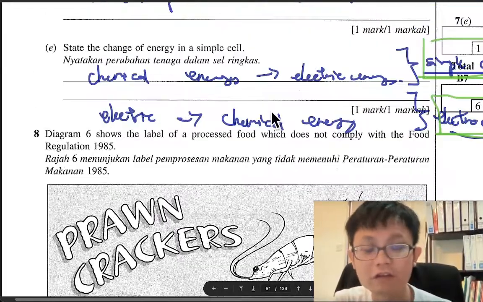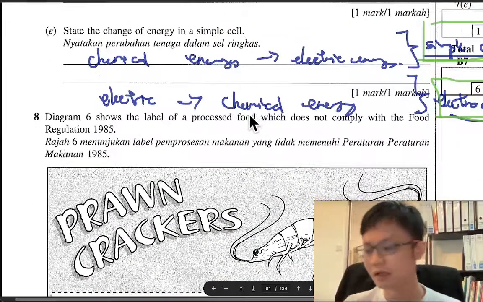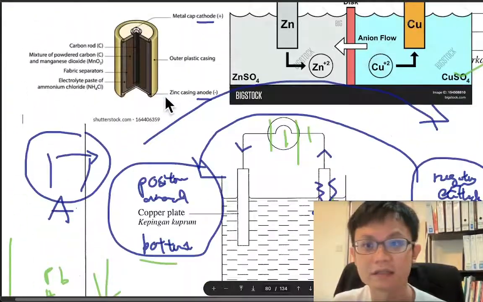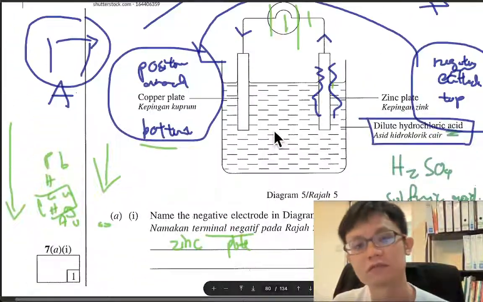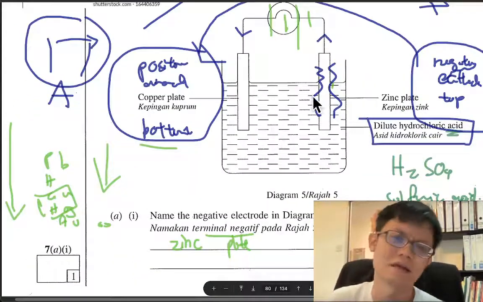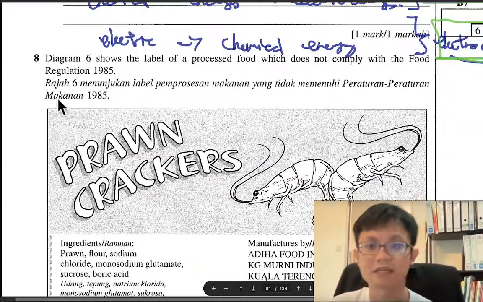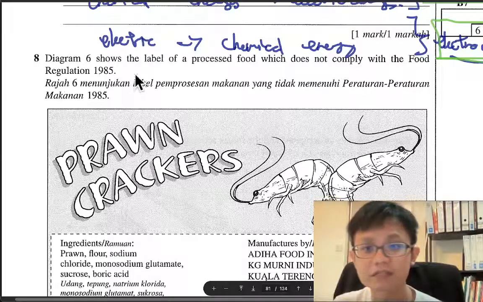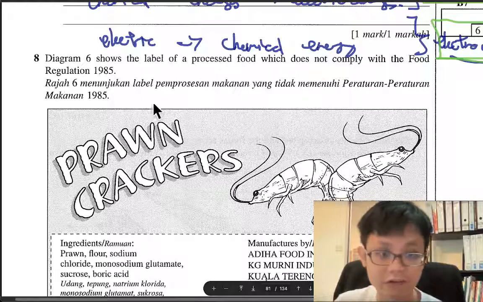And today we are going to continue our lesson for Form 5 Science Revision. Previously we did until question 7, which is the tough one, with regard to simple cell. Now we are looking at question number 8. I think this one is the easier question. Diagram 6 shows the level of the processed food which does not comply with the food regulation.